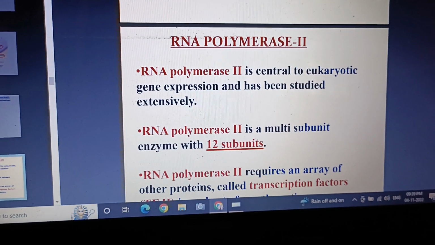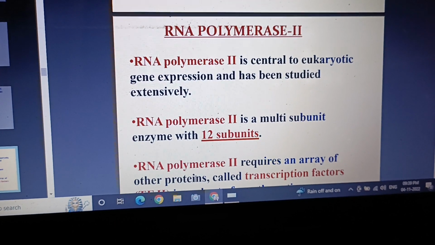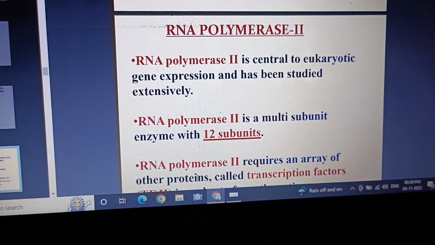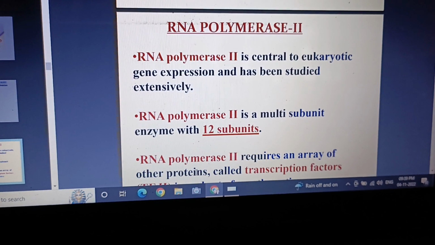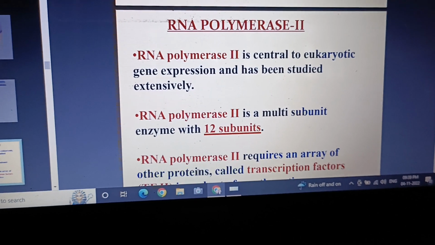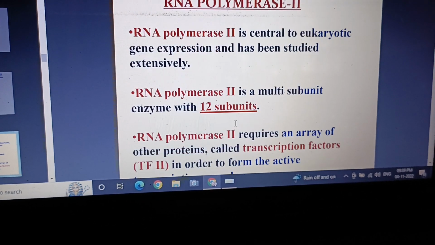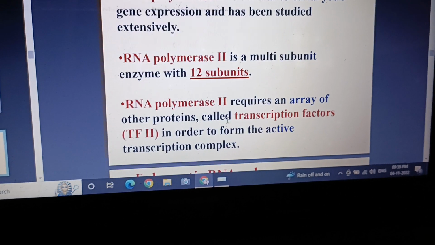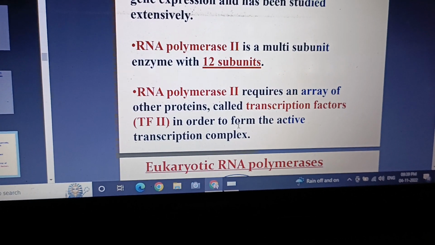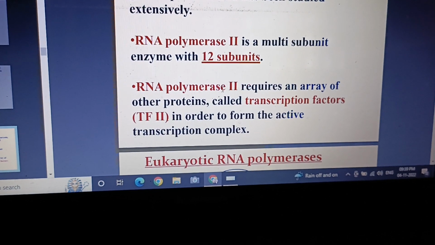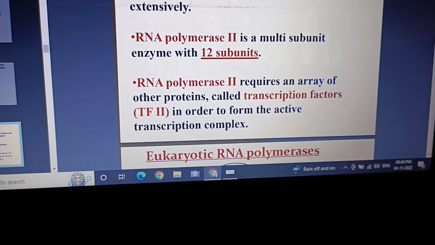RNA polymerase 2 is central to eukaryotic gene expression and has been studied extensively. So for eukaryotic gene expression, this is the central polymerase. RNA polymerase 2 is a multi-subunit enzyme with 12 subunits. It requires an array of other proteins called transcription factors.